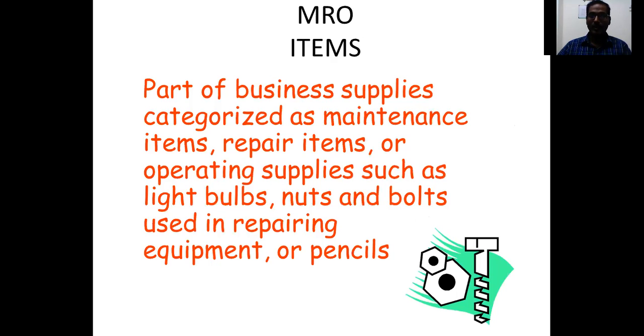And then the last one is MRO items, part of business supplies categorized as maintenance items, repair items, or operating supplies, such as light bulbs, nuts, and bolts used in repairing equipment, or pencils, pens, and all those things. So the day-to-day things which we use for maintenance of our machineries and other supplies, which include bulbs, lights, nuts, bolts. This is to maintain our machineries, products, and accessories. So all this comes under MRO items.